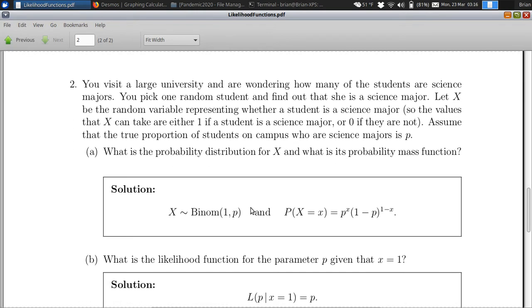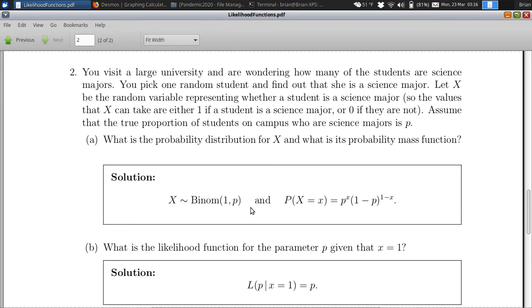Okay. All right, number 2 was a second question that I asked you to try. It says you visit a large university and are wondering how many students are science majors. You pick one random student and find out that she is a science major. Let x be the random variable representing whether a student is a science major, and we're just going to say it's 1 if they are, 0 if they're not, and assume that the true proportion of students on campus who are science majors is p.